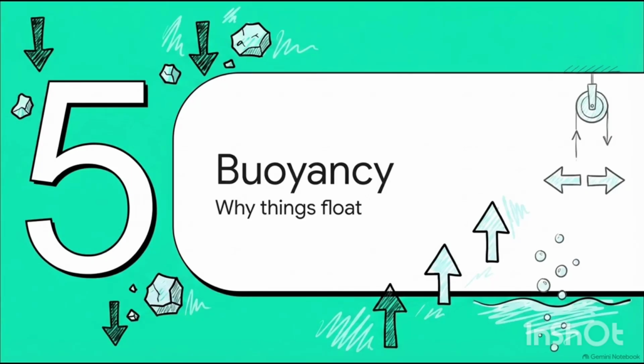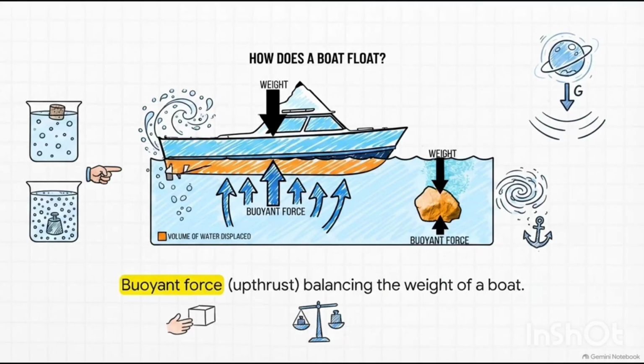Which brings us to our final topic, Section 5, Buoyancy, Why Things Float. If gravity is constantly dragging everything down, we have to talk about the fascinating force that pushes back up. Enter buoyant force, also known as upthrust. This is a liquid's natural upward push against an object immersed inside it. Gravity is trying to pull the weight of a boat down into the depths, but the buoyant force of the displaced water is pushing right back up against the hull. Whether an object sinks to the bottom or happily floats on top entirely depends on the density of the liquid and which of these two competing forces wins out.